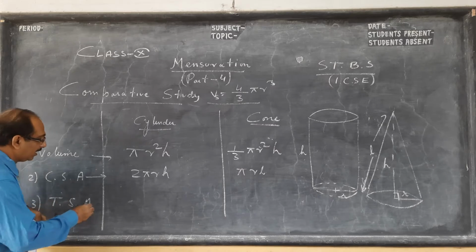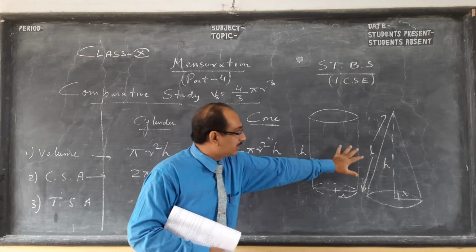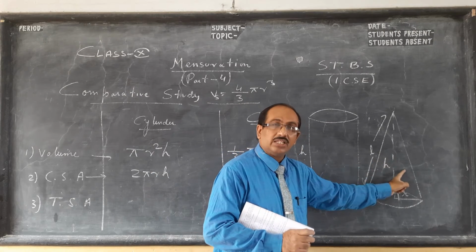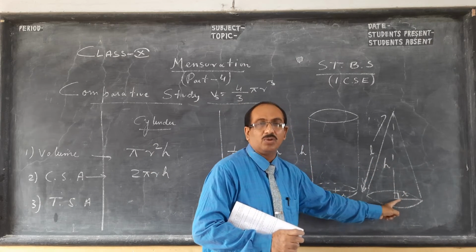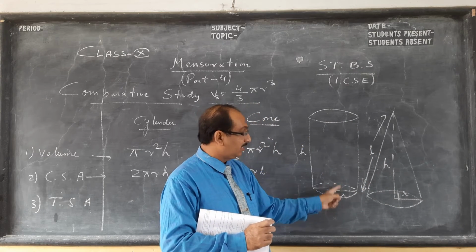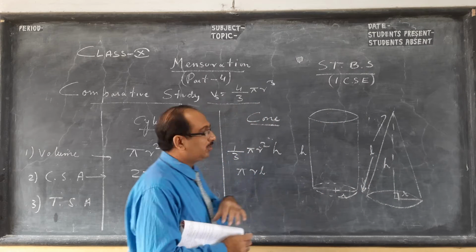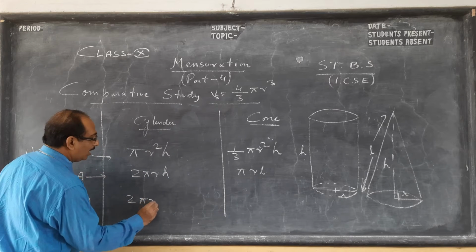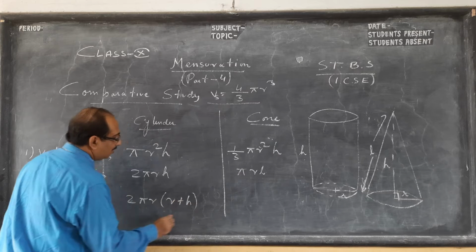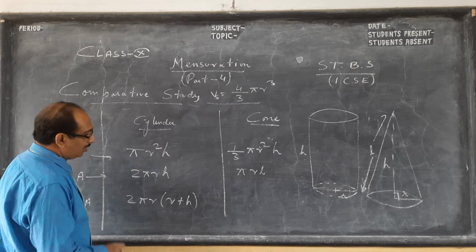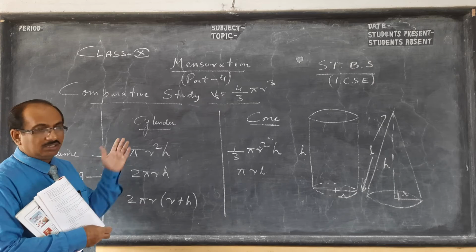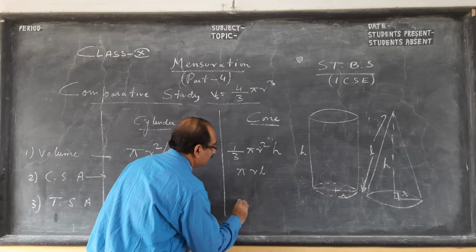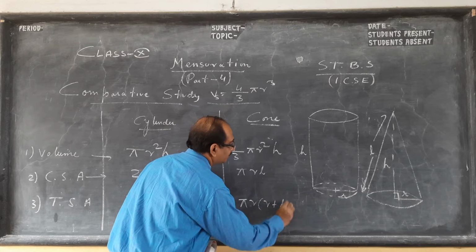Now total surface area. Total, children, means this curved surface area plus 2 circles here, and here this curved surface area pi r l plus pi r square over here. Here we add to 2 pi r h, pi r square, we add 2 pi r square. So here, if you see, total surface area is 2 pi r (r plus h). Explanation is given in part 1 of the video. And here it is pi r (r plus l).